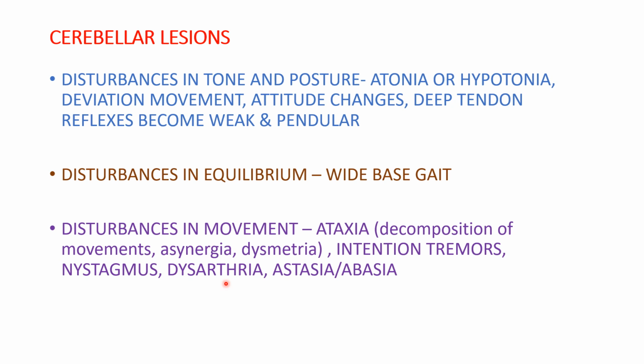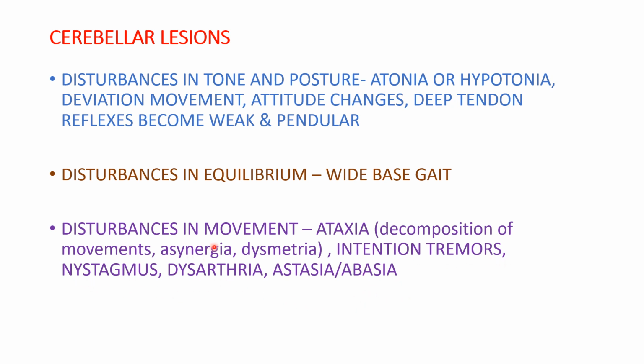Then coming to astasia or abasia. Astasia means unsteady voluntary movements across multiple joints. Okay, the movements are unsteady. And abasia is loss of ability to maintain upright posture against gravity. So the person is not able to maintain posture against gravity. That is abasia. Astasia means unsteady voluntary movements. So ataxia, astasia, abasia, dysarthria, nystagmus and intention tremors.